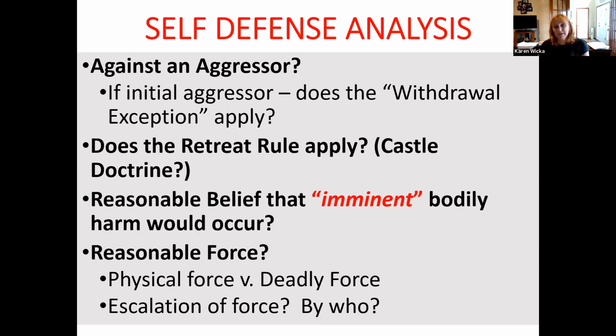Was there a reasonable belief that imminent bodily harm would occur? What in the facts and circumstances tells you they believed there was harm immediately going to occur? And what level of force was used, physical force or deadly force? Did one of the parties escalate the force? If so, who? And if you're the person that escalates the force, then you lose your self-defense, okay? So this is the first part of the analysis.